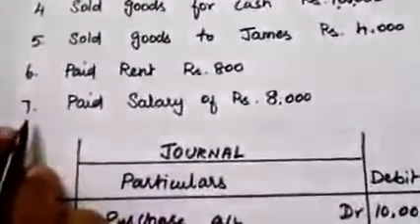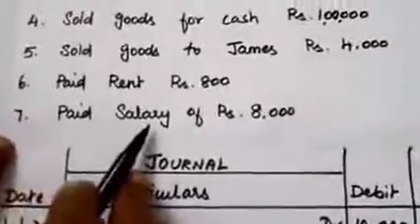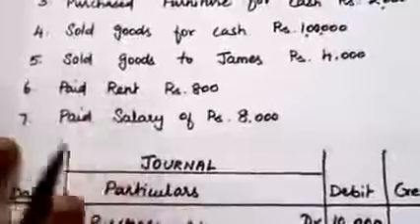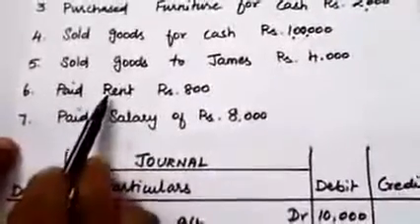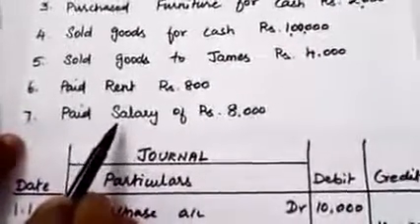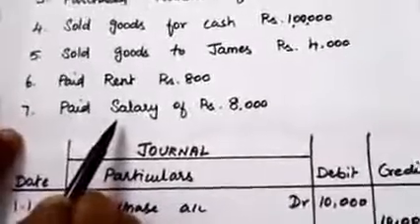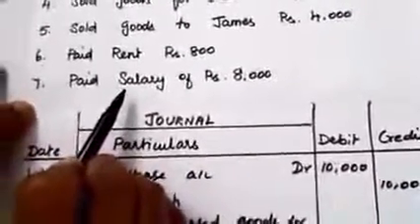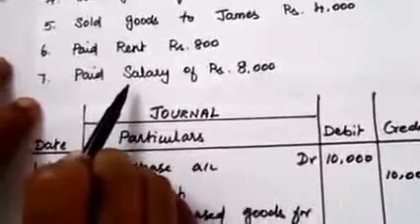Then the last entry. On 7th January 2000, paid salary of rupees 8,000. Same thing, just like the previous transaction. There it is rent, but here salary. So salary also is an expense for the business, for the concern. So any expense, it's a nominal account. What is the nominal account rule? Debit all expenses. So write debit.